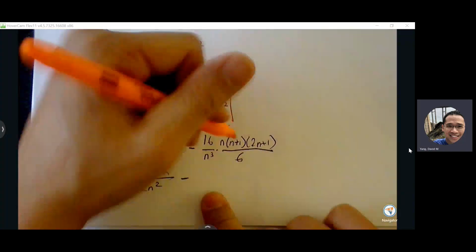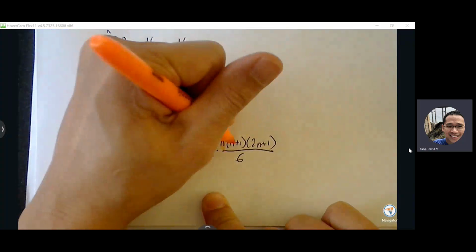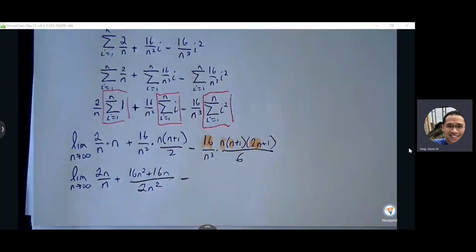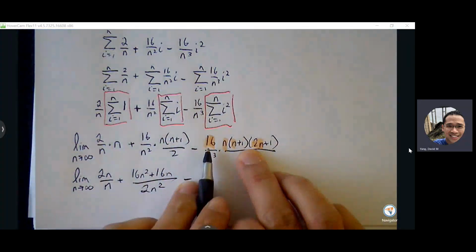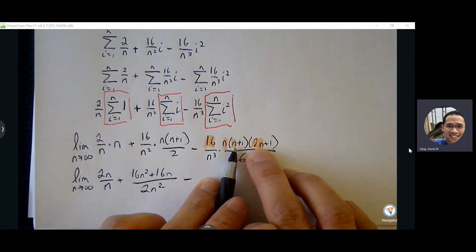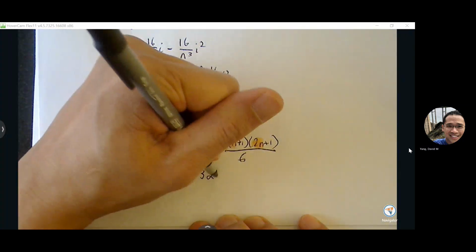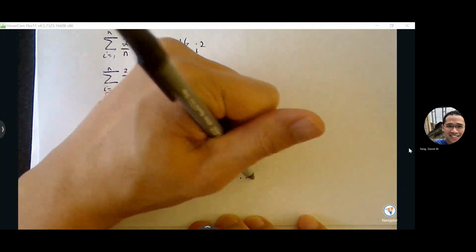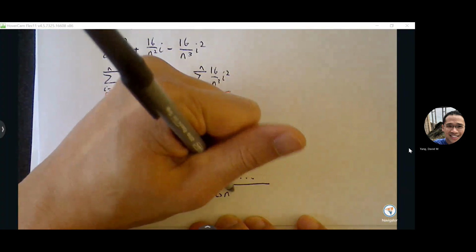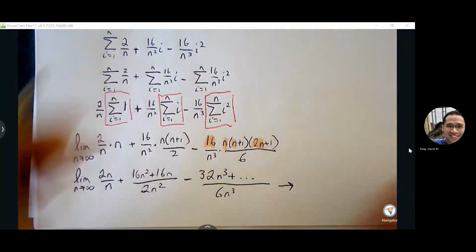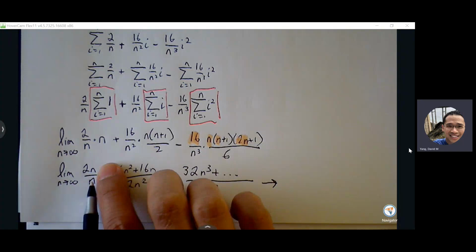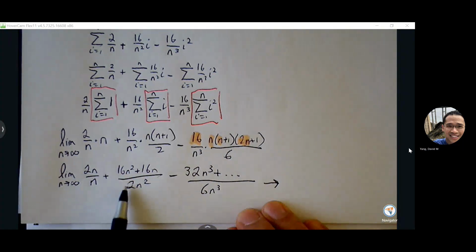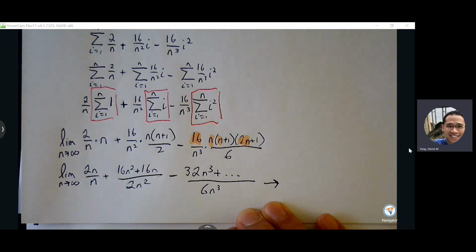Here we know we can just pick off the most important information, the 16, the n, and the 2n. Everything else is going to be a lower degree that's not going to really impact us. 16 times 2 is 32, and then we have 3n cubed here, so we pick off each of the coefficients here. Degrees are matching, so it's 2 over 1, 16 over 2, minus 32 over 6.